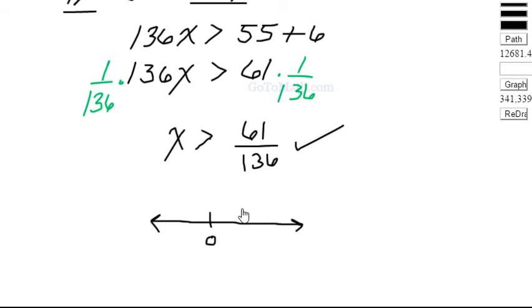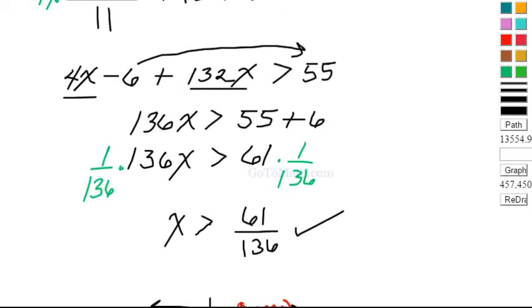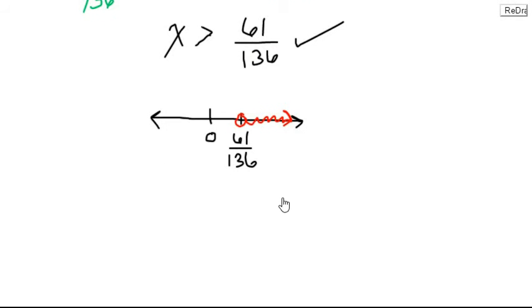So we got 0, and we'll say that 61 over 136 is right here. Now we don't include it, so put just an open circle here and everything to the right of it. Make sure we do that. And what do we got going on here? So we got an open parenthesis, 61 over 136, comma, to infinity and beyond.